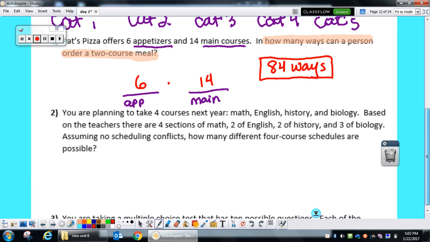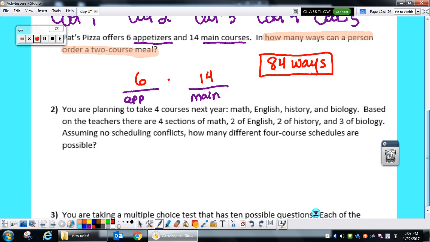Okay? So in number 2, you're going to take 4 courses next year: a math, an English, a history, and a bio. Based on the teachers, there's 4 sections of math, 2 of English, 2 of history, and 3 of bio. You have no scheduling conflicts. You want to figure out how many different 4-course schedules are possible. So you have to take 4 courses, and they have to be math, English, history, and bio. So you would have 4 slots.